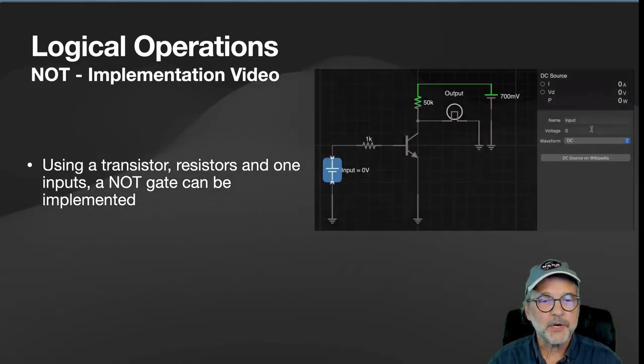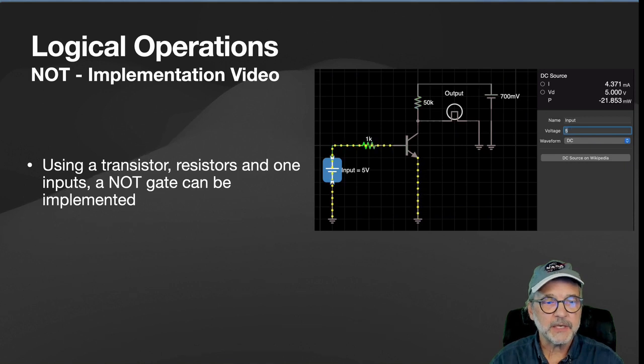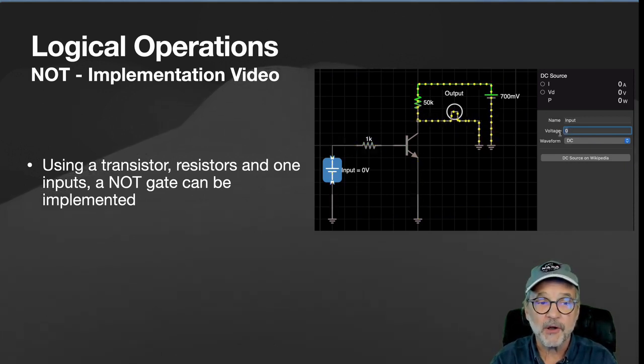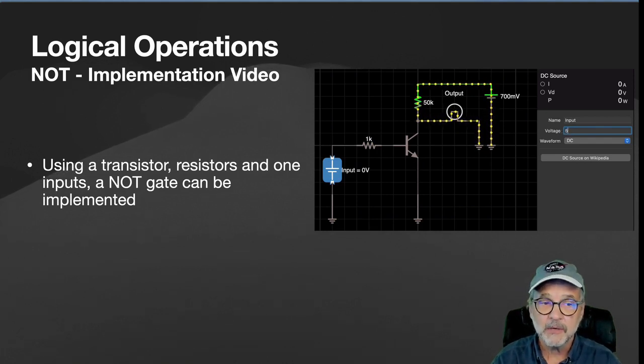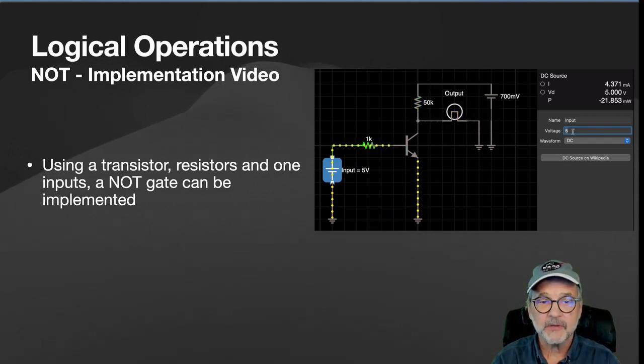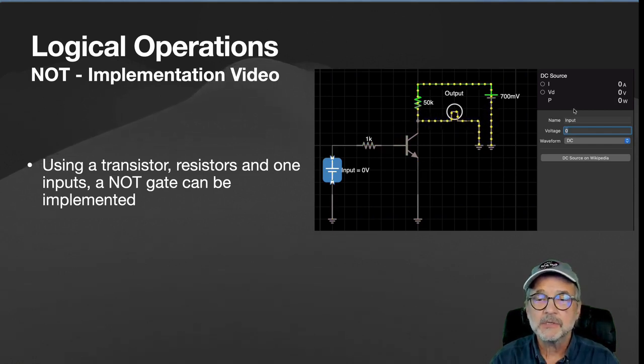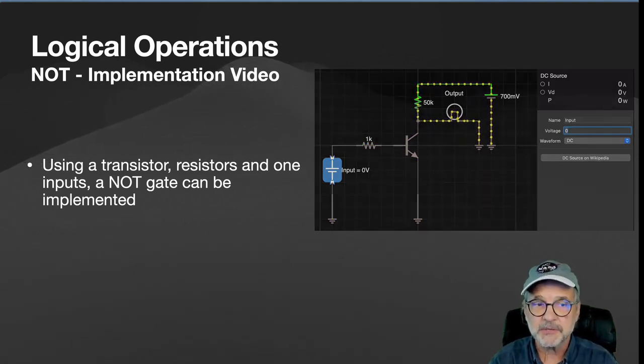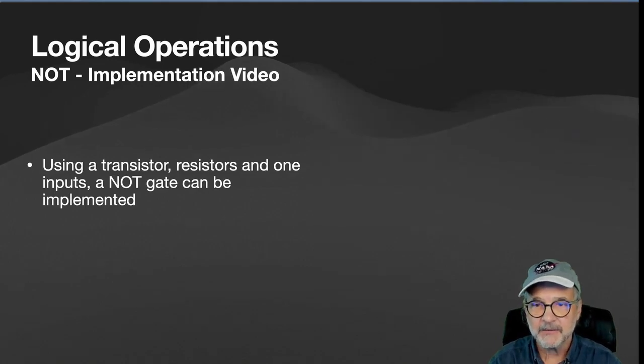So in this video, we're going to turn on the voltage to 5 volts, and notice that the voltage goes through the transistor and down. When we turn it off, you can see the light turn on. So we turn it back to 5 volts, the light turns off. We turn it back to 0 volts, the light turns on. So that's the simple circuitry of a NOT gate.